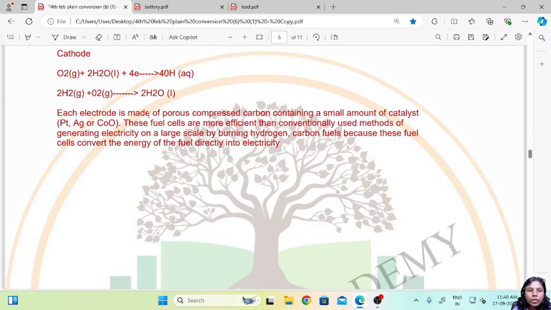Now each electrode is made up of porous compressed carbon that contains a very small amount of catalyst such as platinum, silver and CoO, that is cobalt oxide. Now these fuel cells are more efficient than conventionally used methods of generating electricity on a large scale by burning hydrogen carbon fuels, because these fuel cells convert the energy of the fuel directly into electricity.